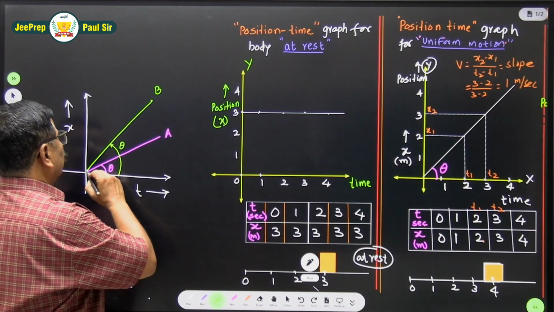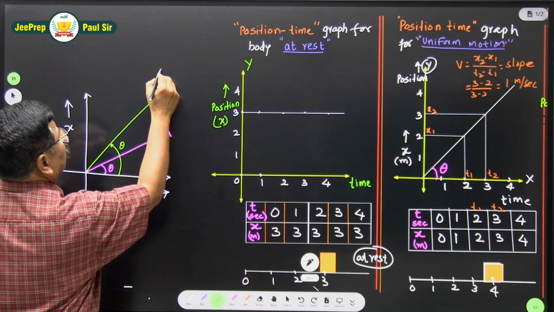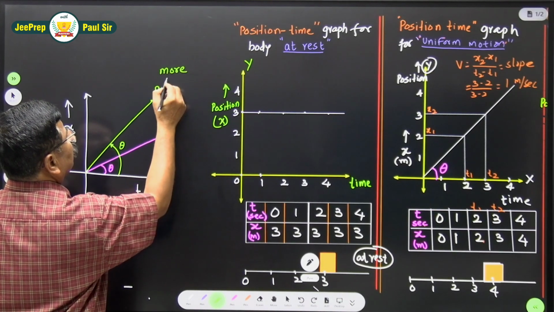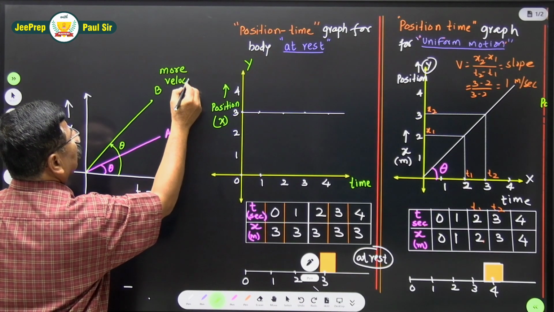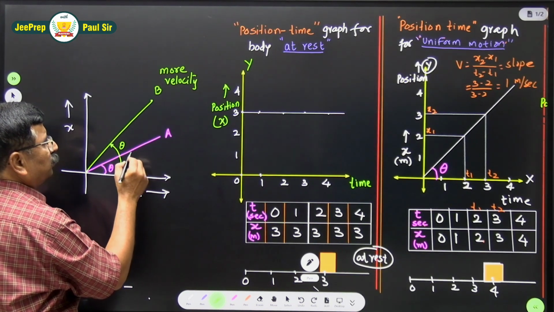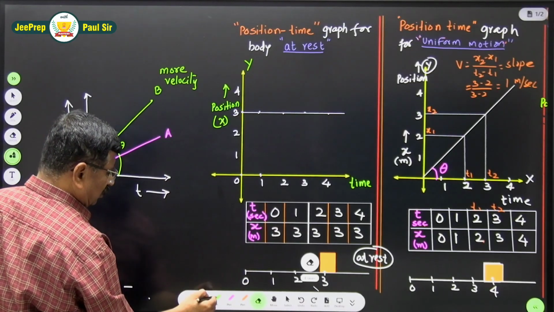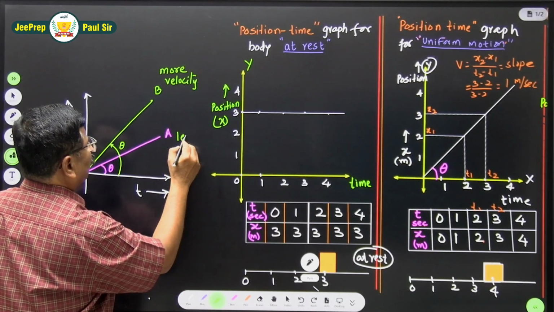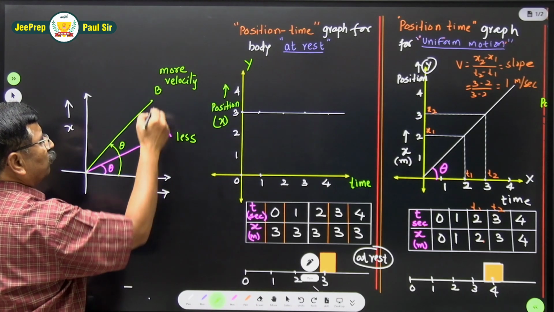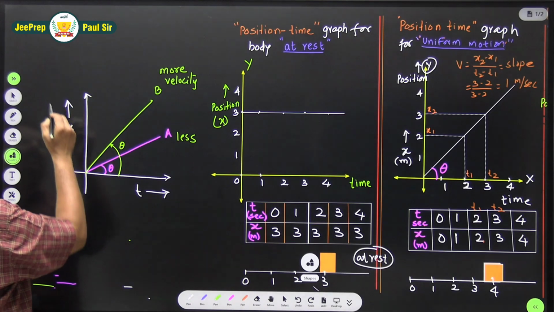Now, here the change in displacement with respect to time is more, therefore this car is moving with more velocity. And here the change in displacement with respect to time is less, therefore this car is moving with less velocity. Means this car is faster than the first car. And now we can show it in another way also.